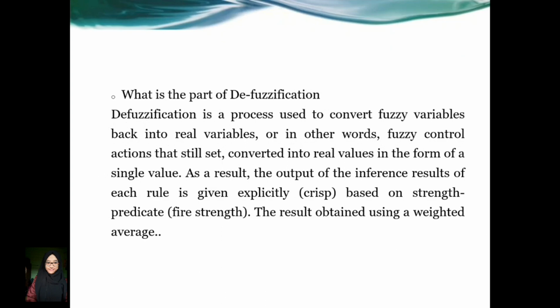Next, what is the part of defuzzification? Defuzzification is a process used to convert fuzzy variables back into real variables, or in other words, the fuzzy control action that is still a state is converted into a real value in the form of a single value. As a result, the output of the inference result of each rule is given explicitly, or crisp, based on the strength predicate or fire strength, and the result is obtained using a weighted average.